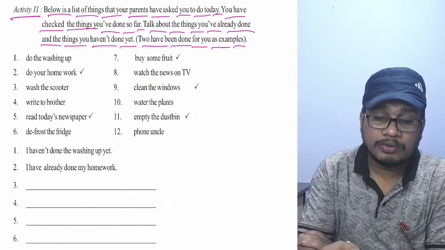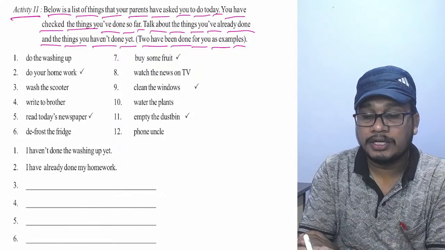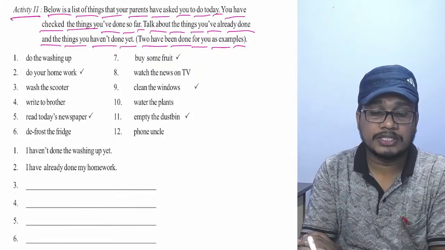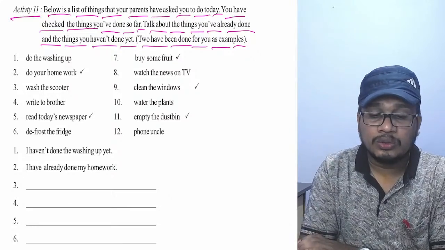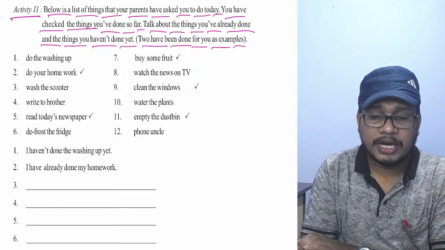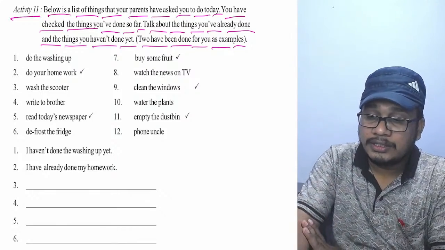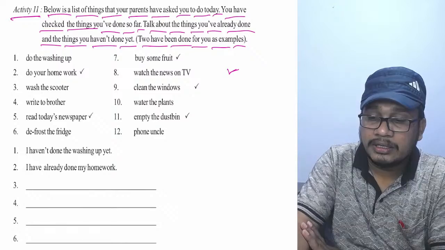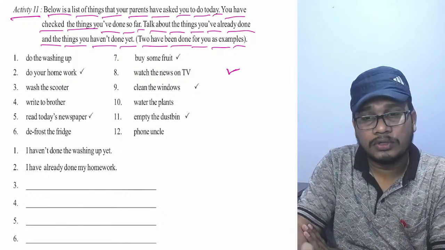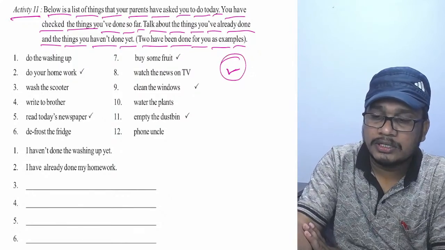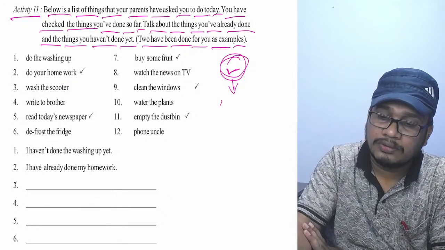Here sentences number 1 to 12 are given. The first one is do the washing up; here a right tick mark is not given, which means you haven't done it. The right mark refers to the action being done.